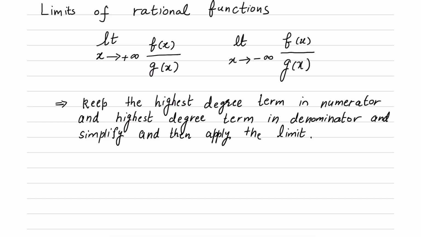In this video, we are going to talk about limits of rational functions. So we have f of x by g of x and we have to apply the limit at infinity or minus infinity. To solve limits of rational functions, we will keep the highest degree term in the numerator and the highest degree term in the denominator. After doing that, we will simplify the expression and then apply the limit. Remember that this is only done for the cases when the limit is being calculated at infinity or minus infinity.